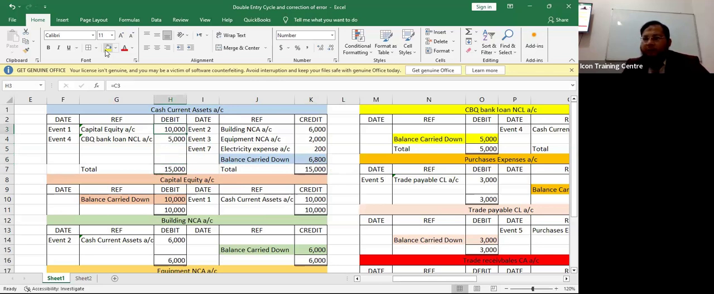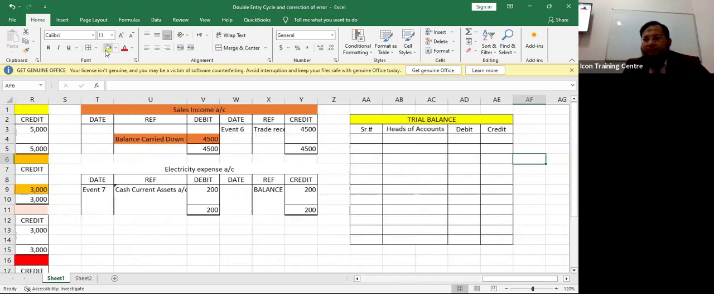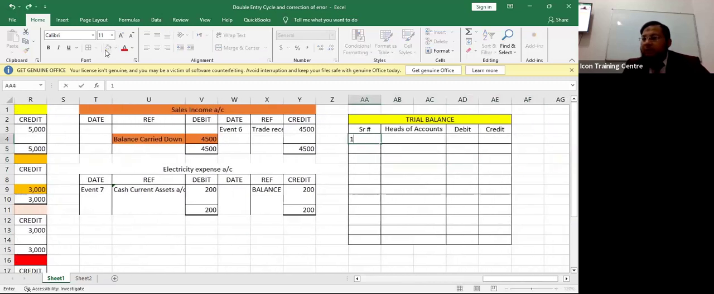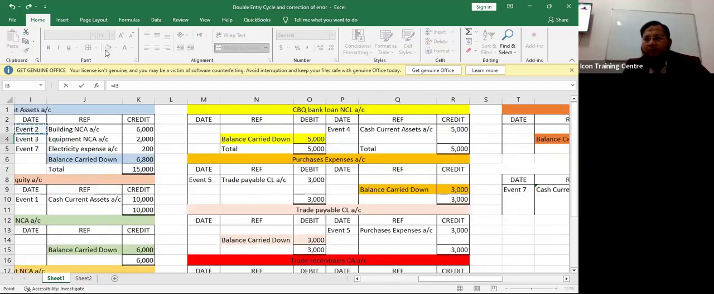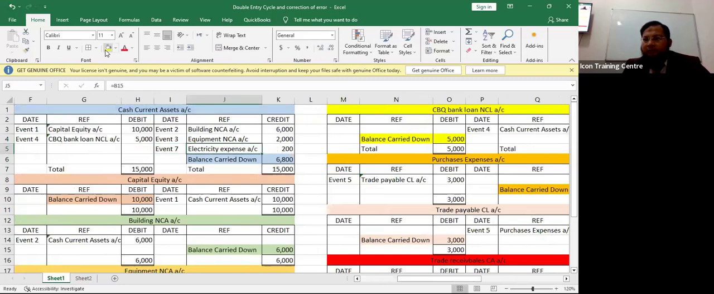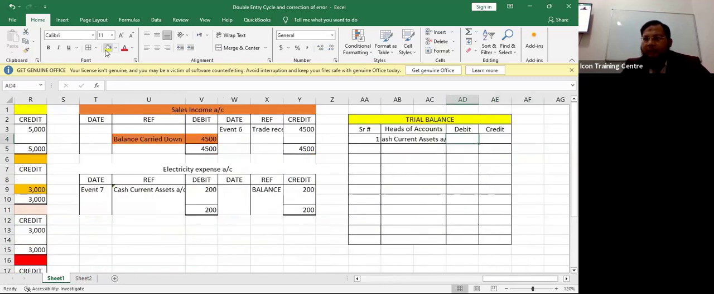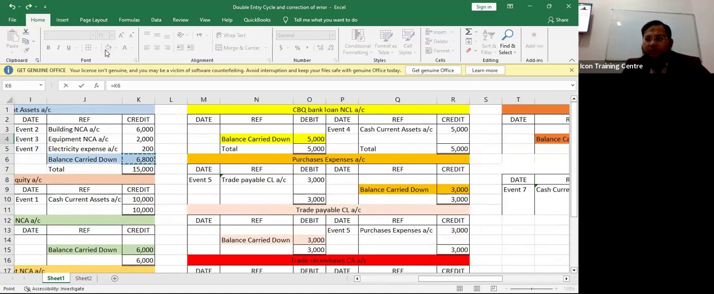So in accounting, the side which is heavier, we call it the balance, right? So here we have the debit side heavier as compared to the credit side. So the balance will be a debit balance, right? So when we prepare the trial balance, it's very simple. We put here number one, which is the serial number. The head of account is the name of the ledger account, which is our cash current asset account, right? And the balance will be debit, taken from here, which is 6,800.